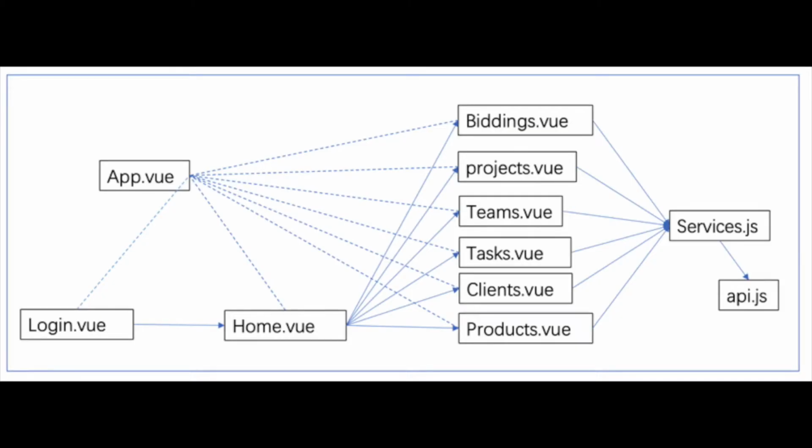This is the architecture for this. Other view components are using the framework of the app view. Home view can redirect to any other part of the system. And those parts use API JS. All requests are encapsulated in services JS.